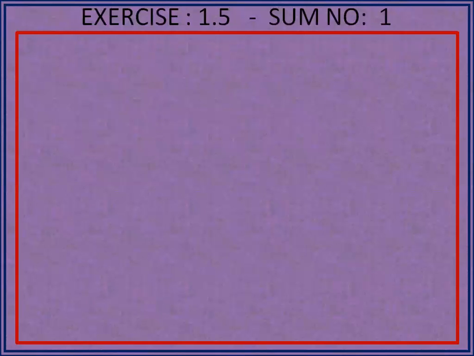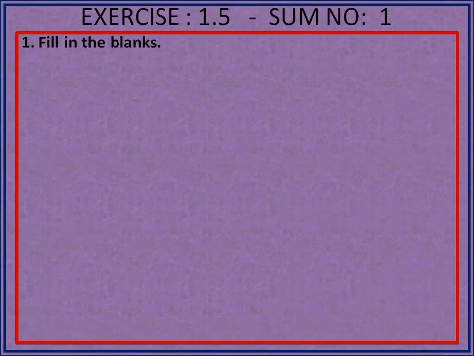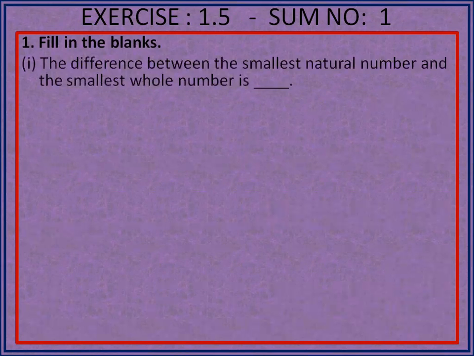So let's go to the exercise now. Fill in the blanks. The difference between the smallest natural number and the smallest whole number: the smallest natural number is 1 and the smallest whole number is 0, and their difference is 1. 17 into dash is equal to 34 into 17. Yes, this is the commutative property. So the answer is 34.